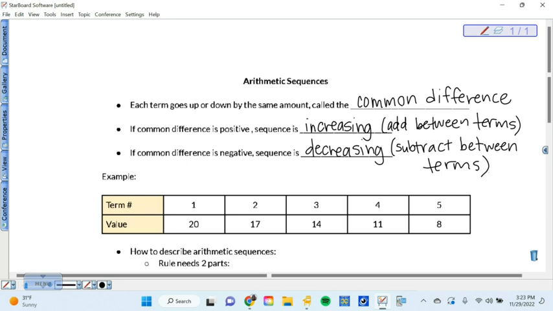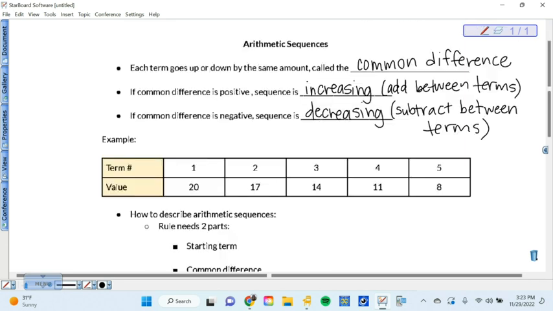Yeah, decreasing. And that's because we are subtracting between terms. Good. So let's look at an example. Is this sequence increasing or decreasing? Decreasing. Does anybody think it's increasing? No? Yeah, it's decreasing, right? I'm going 20 to 17, 17 to 14, 14 to 11, and 11 to 8. How am I going from term to term? Subtract 3. Good.